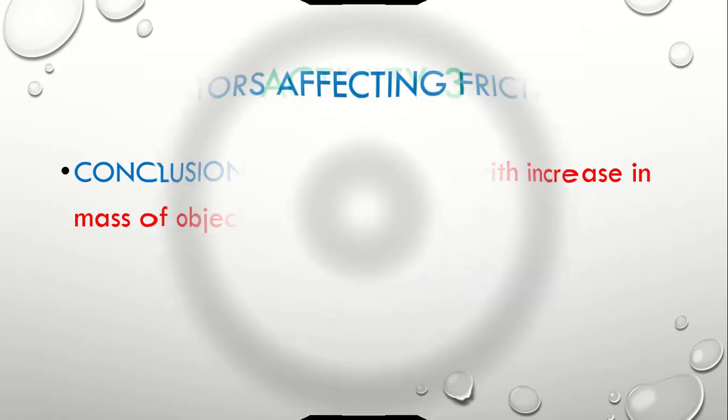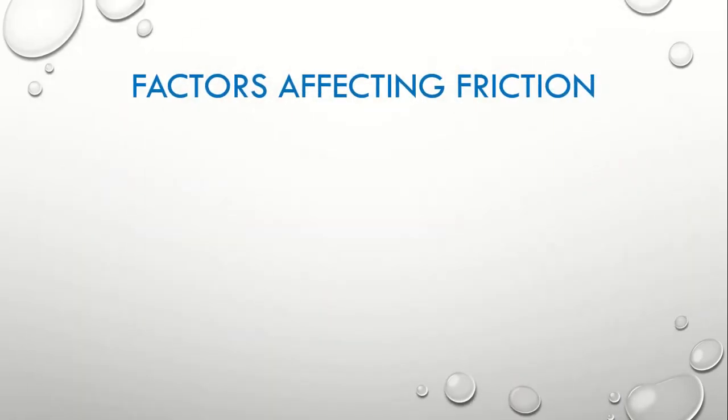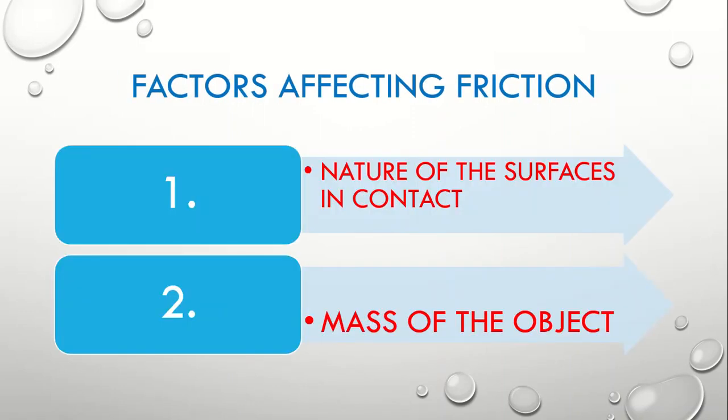Right? So let us sum up the conclusions of activity number 2 and activity number 3, and we find the factors affecting friction. So here come the 2 factors which are affecting friction. Number 1 is nature of the surfaces in contact, and number 2 is mass of the object. Nature of the surfaces means whether the surface is smooth or rough. Smooth surface offers less friction, rough surface offers more friction. And a lighter object offers less friction, a heavier object offers greater friction.